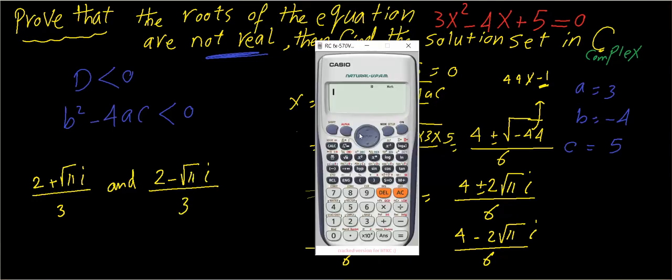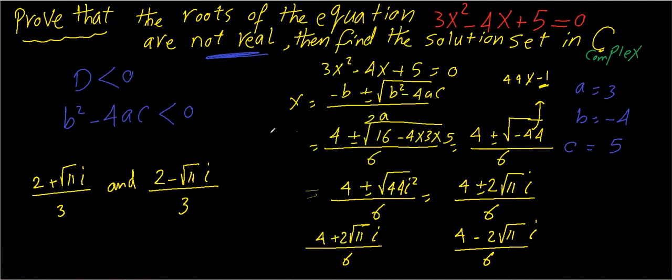If you want to check your answer by calculator, we can press mode 5, 3, then 3 equals, negative 4 equals, 5 equals. Then x1, the first root, is 2 over 3 plus root 11 over 3 i. X2, the second root, is 2 over 3 minus root 11 over 3 i. That means that we are correct.